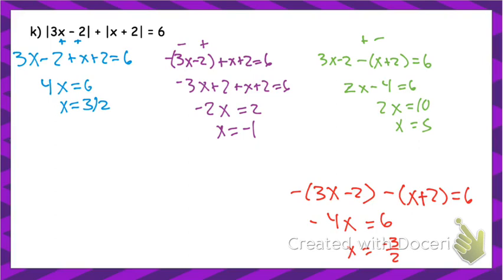Out of these 4 answers, if I were to substitute them back for x, 2 of them are going to work out and 2 of them are going to be extraneous. So if I plug in 3 over 2, that will work. If I plug in negative 1, that will work. If I plug in 5, it is not going to work. That would give me 13 plus 7, and that is not equal to 6. And then negative 3 over 2, whoops, I erased it, but I can because it's an extraneous solution. That also is not going to work. So this one, after all of that work, we end up with 2 possible answers.